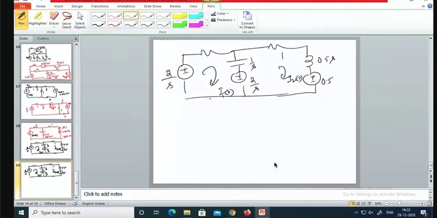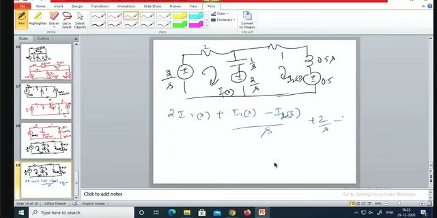So applying KVL onto the first mesh, you will get 2 into I1 of S. This is 2 I1 of S, and plus I1 of S minus IL of S, that is I2 of S, divided by S plus 2 by S minus 2 by S, that is equal to 0. So I just applied KVL in the first mesh here.